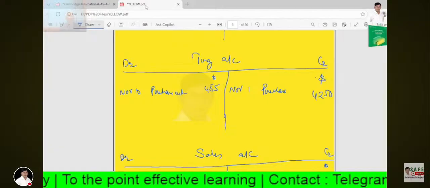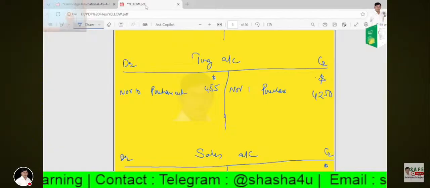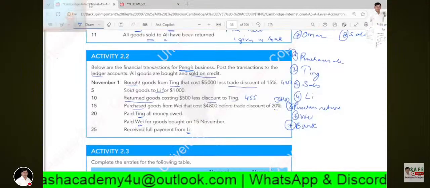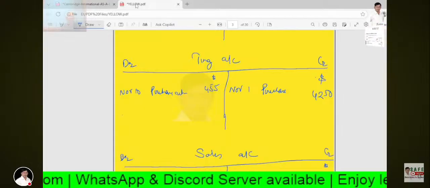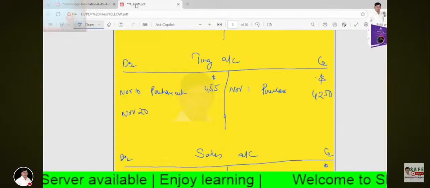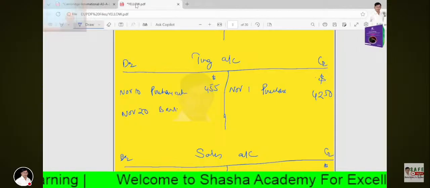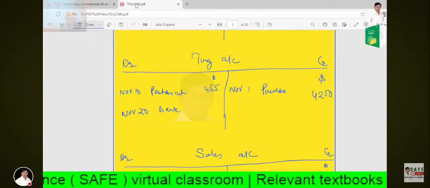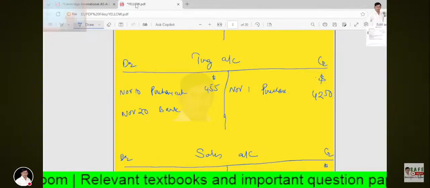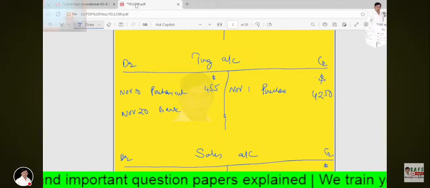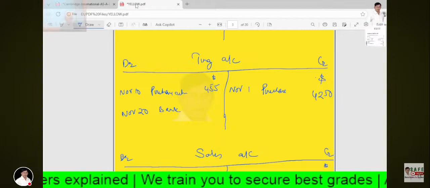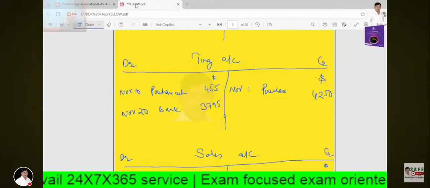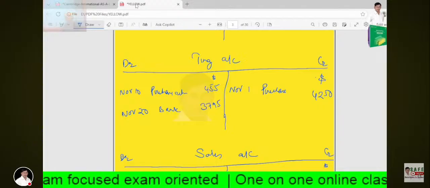How much do we have to pay to Tinge? Obviously the balance, since we paid on November 20. So we have paid, through the bank, 4250 minus 455. So it is 3795. So we have paid 3795 to Tinge.